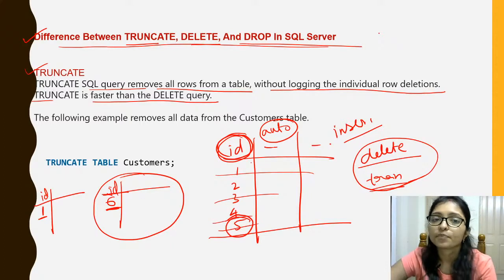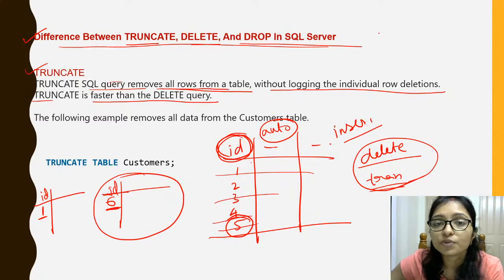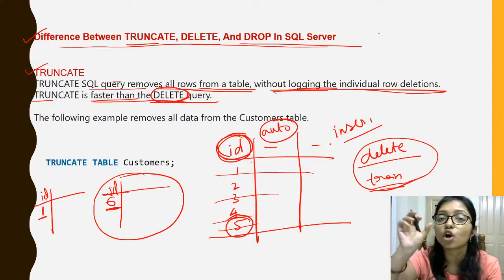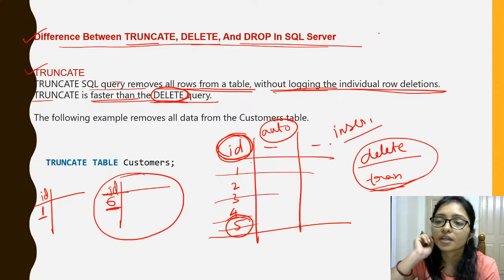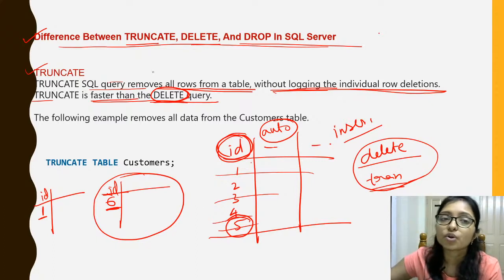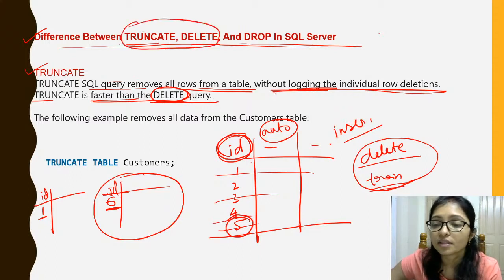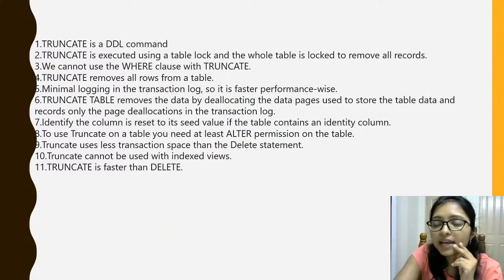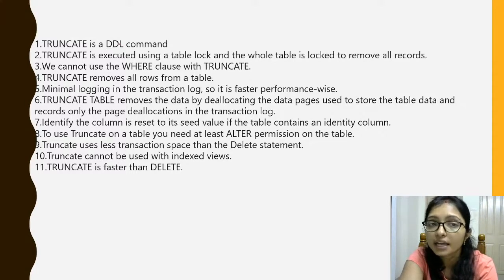Is it clear? That's why the truncate SQL removes the rows of the table without logging the individual row deletion, and truncate is faster than the delete, because the delete operation is maintaining the logging record. Okay, any doubt? Is it clear, truncate and delete? Please reply, everyone, please reply, otherwise I cannot understand. Because this concept is very important to clear, what is the difference between truncate, delete and drop. It is a very important concept.